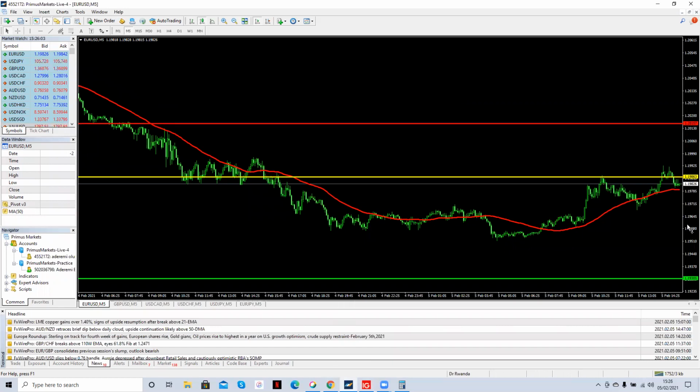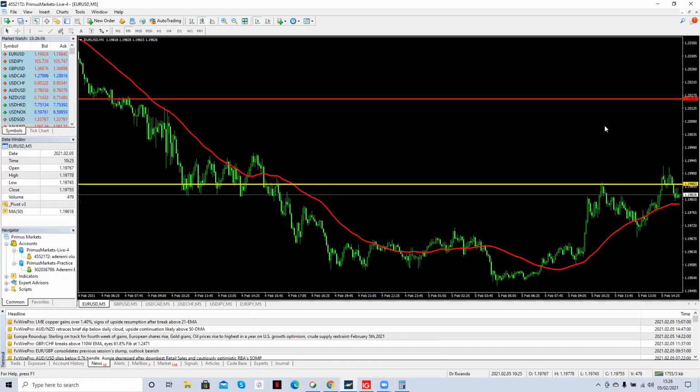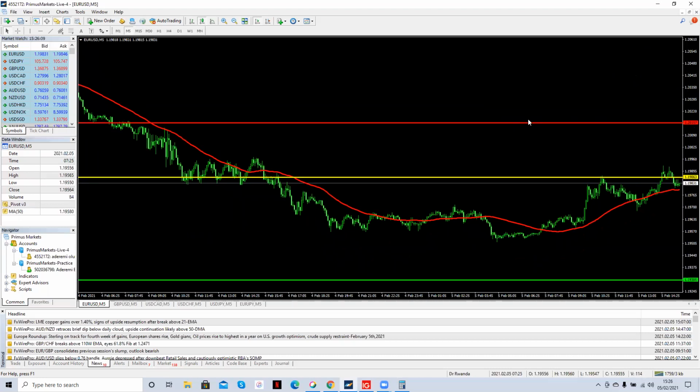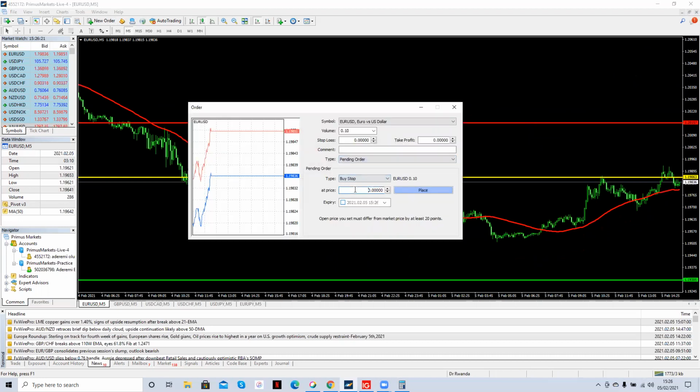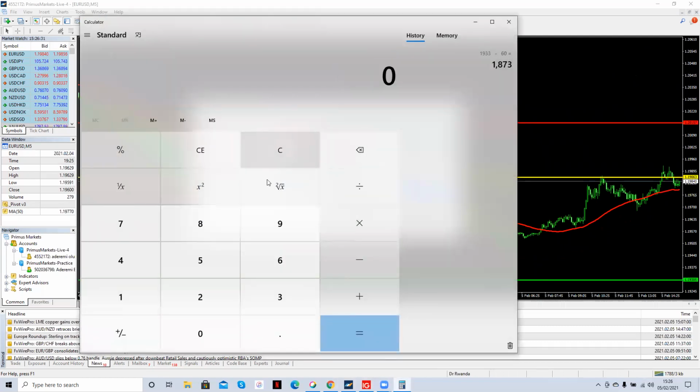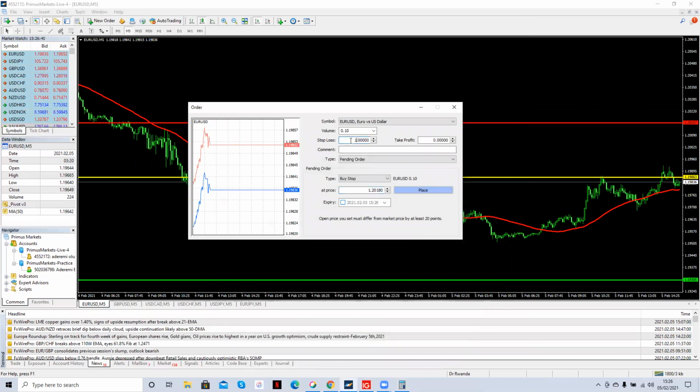Let me just do the same here on the other platform. On my other platform, there we go. So that's 1618, 1.2018. 20 pips stop loss, 2018 minus 20, so 1.1998. 60 pips, 1.2078.